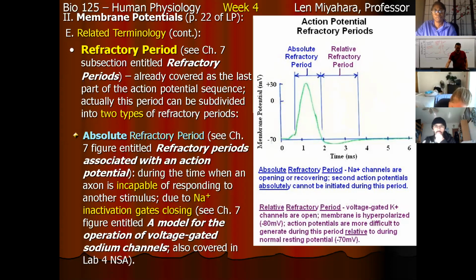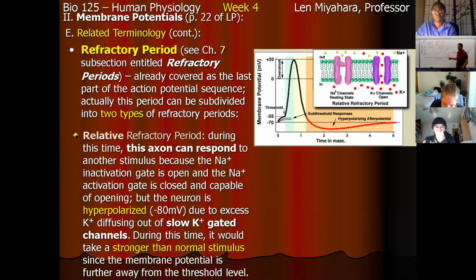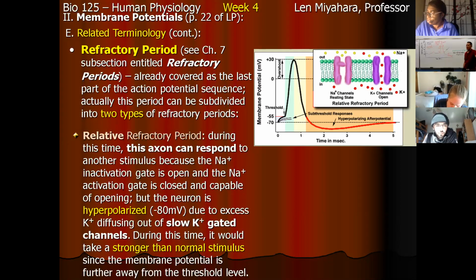Once it gets back to minus 70, it can respond. But because of the slow potassium gates, it is now further away from threshold. It can respond, but it's going to take a stronger stimulus because it's not at minus 70, it's at minus 80. This is the relative refractory period. It can respond, but it's going to take a stronger stimulus to get to threshold. Relative refractory period.